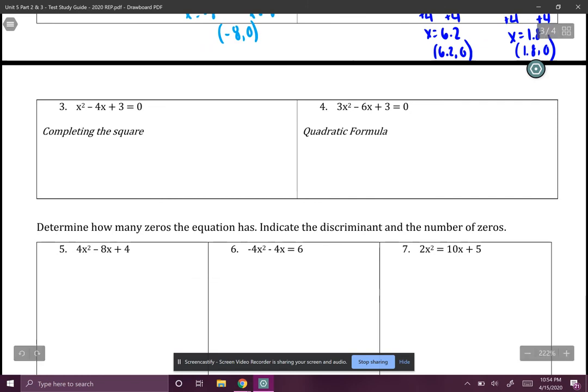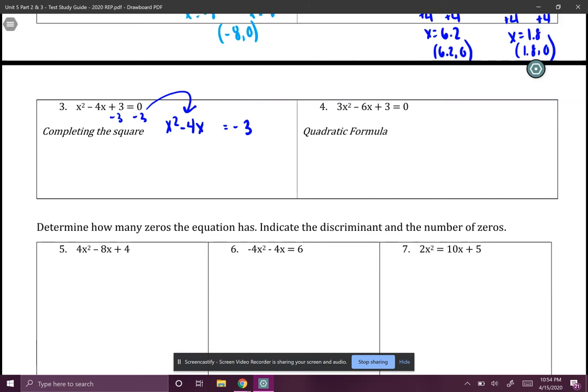All right, completing the square, one of my favorite ways to figure out solutions to an equation. Let's go ahead and try this one. The first thing we need to do is we need to get that negative 3 to the other side. So we have x squared minus 4x is equal to negative 3.